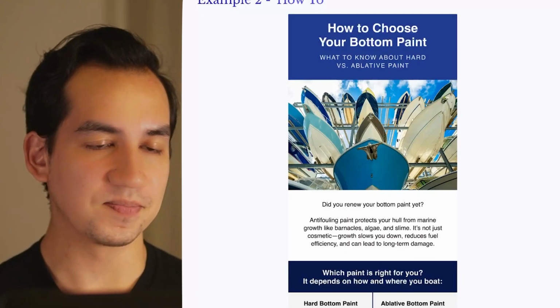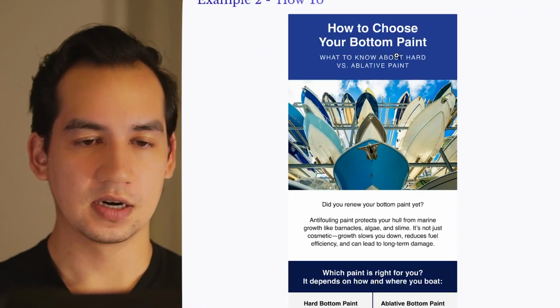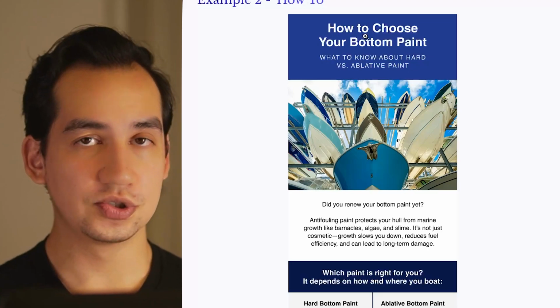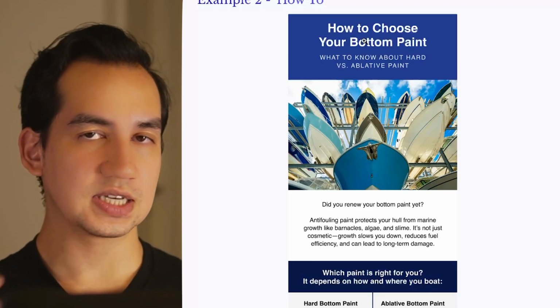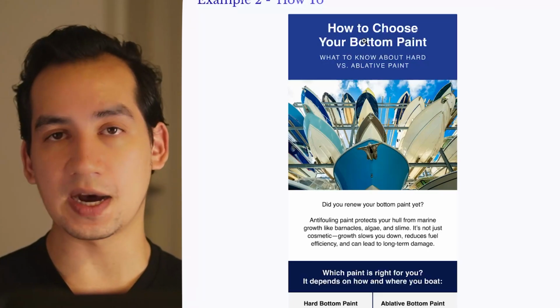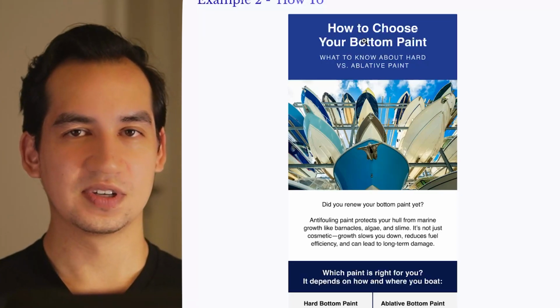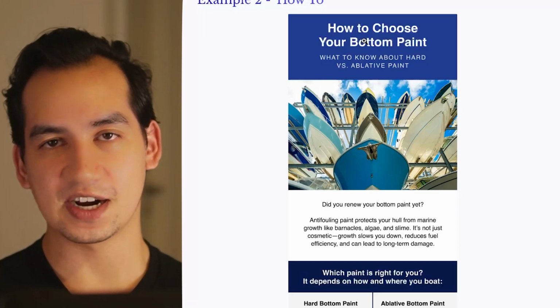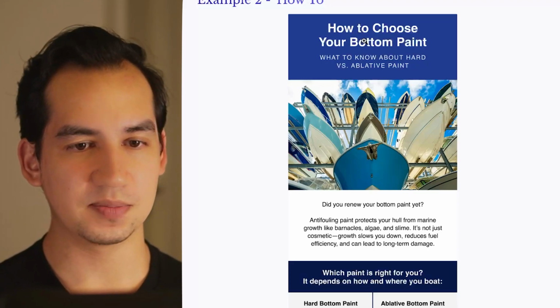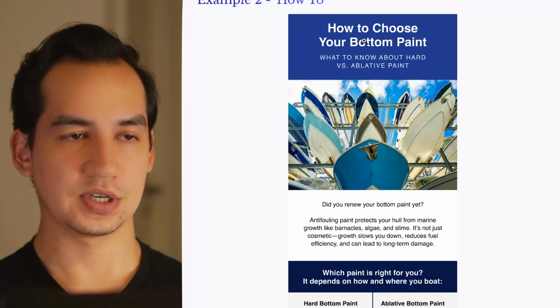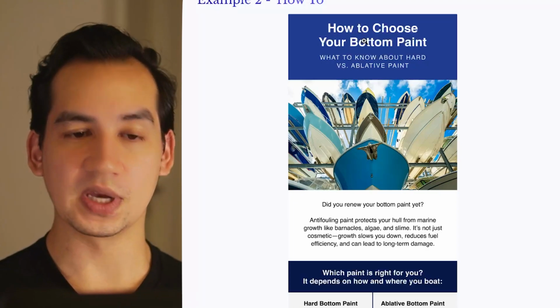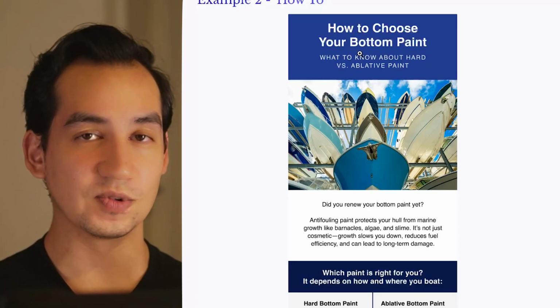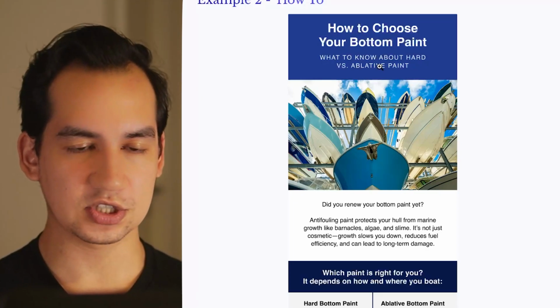Moving on, all right, how-to-style campaign. This is for a boating brand: how to choose your bottom paint. This is a common topic that people who own boats and maintain their boats need to figure out when they're in the market for bottom paint, because it wears out. So it's like, okay, how should I choose my bottom paint? And then we send them this email and they're like, oh, perfect, I was actually just wondering about this.